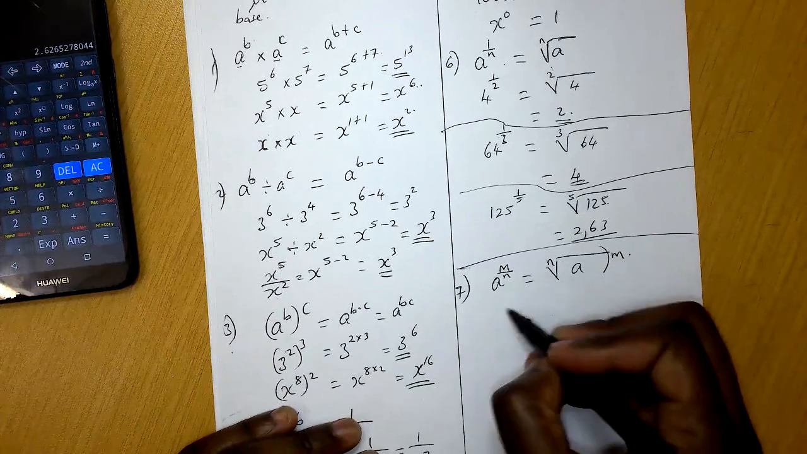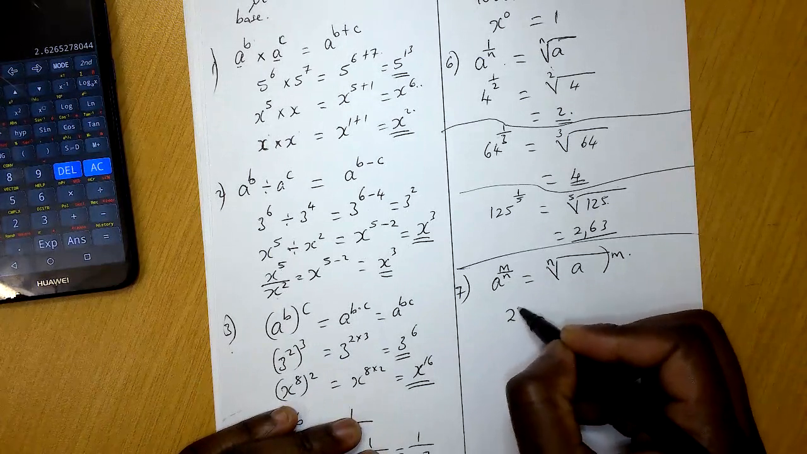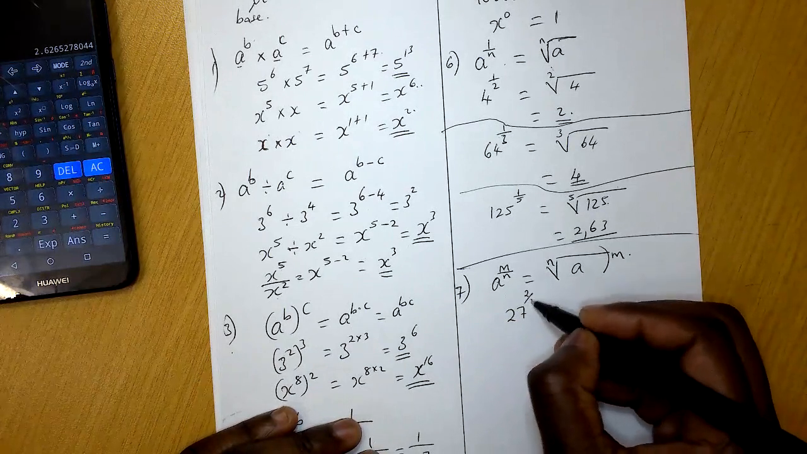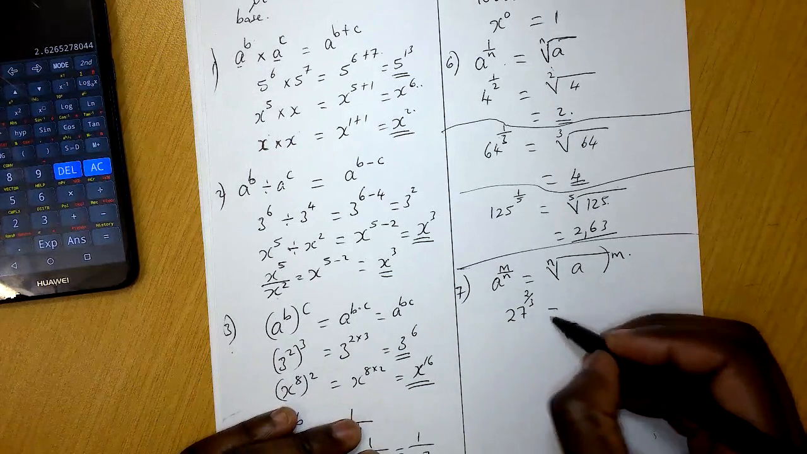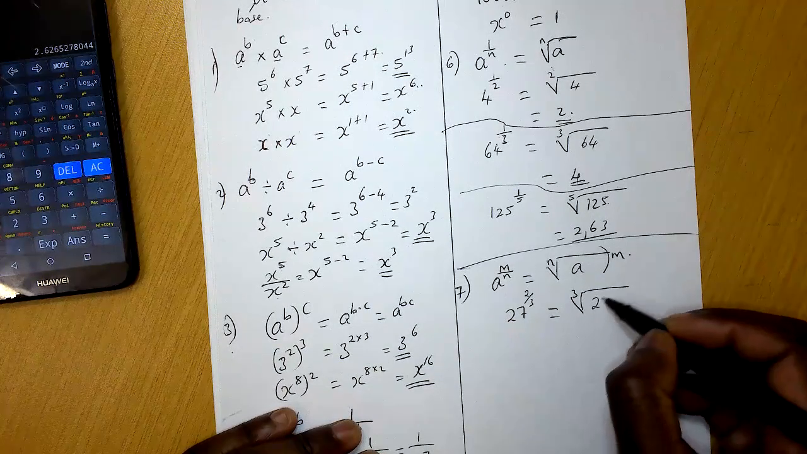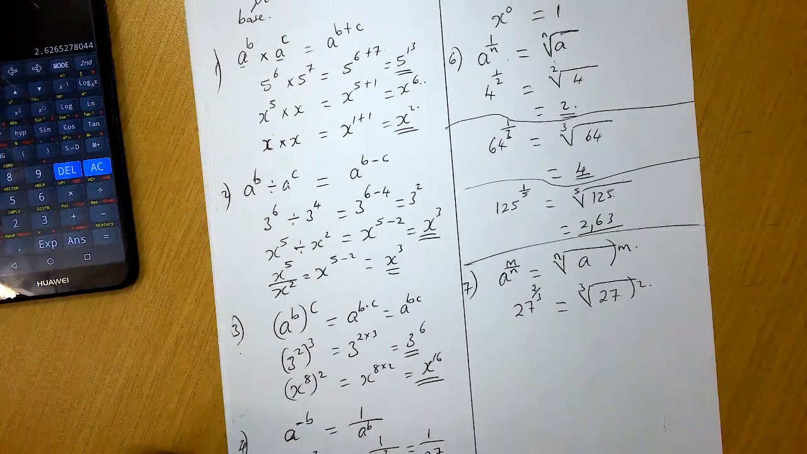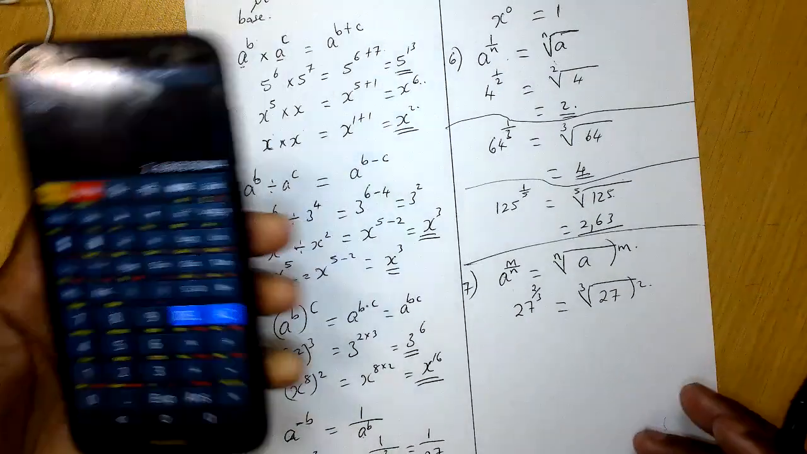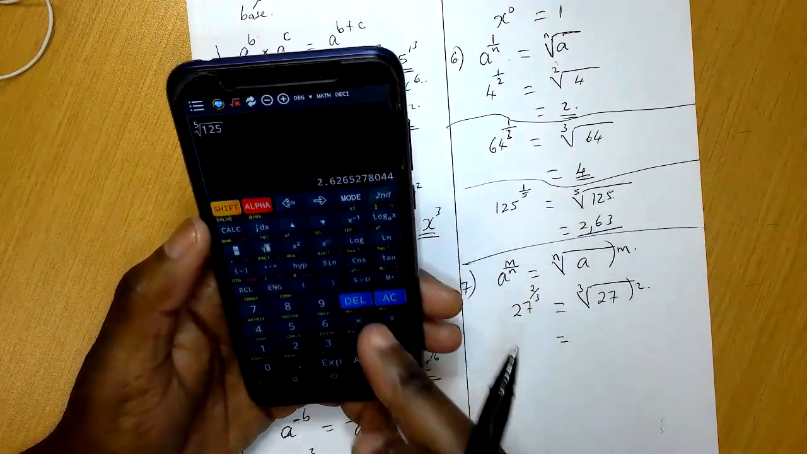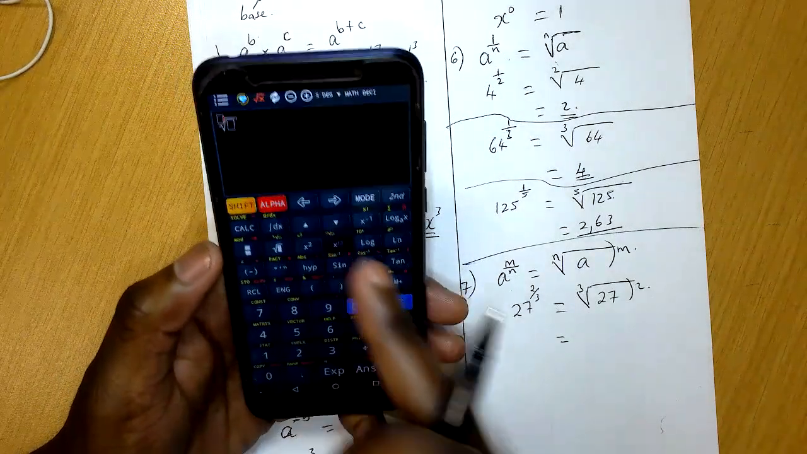What we have here, an example, is maybe 27 to the power of 2 over 3. This means that it's the cube root of 27 that we are going to square. So here you can write it in any way. You can say shift.